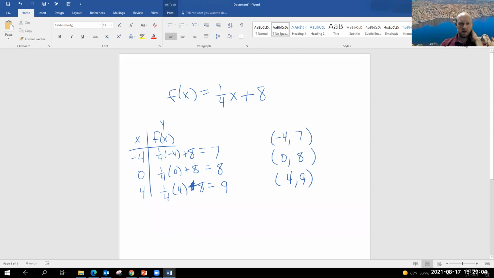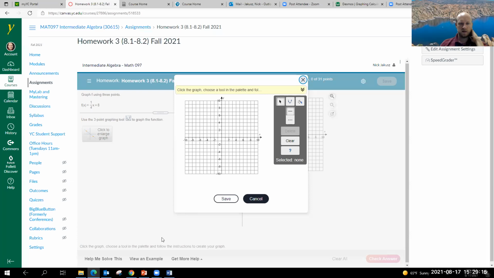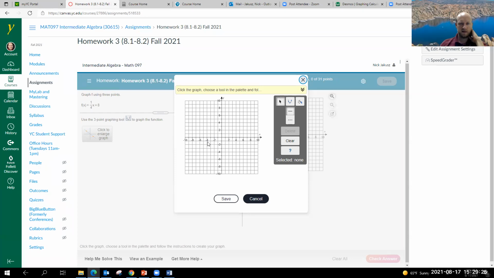Let me see, -4, 7, 0, 8, and then 4, 9. Let me see if I can do that. We can click to enlarge the graph here. So what was it? -4, 7, and then 0, 8. I would go -4 and then to 7, and then 0 and 8, right? So when x is 0, y is 8. And that's actually all that I need.